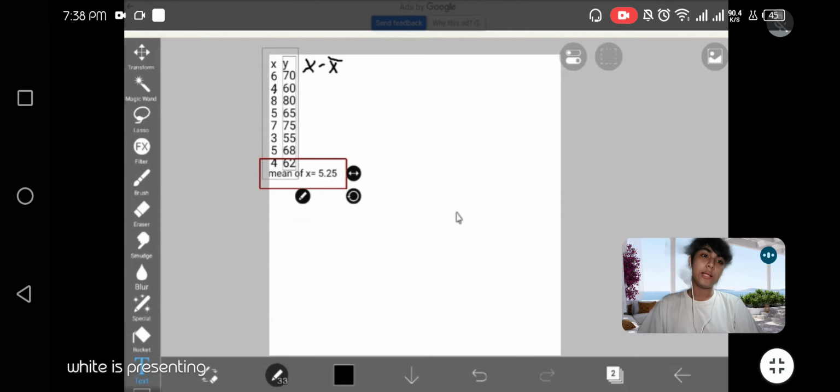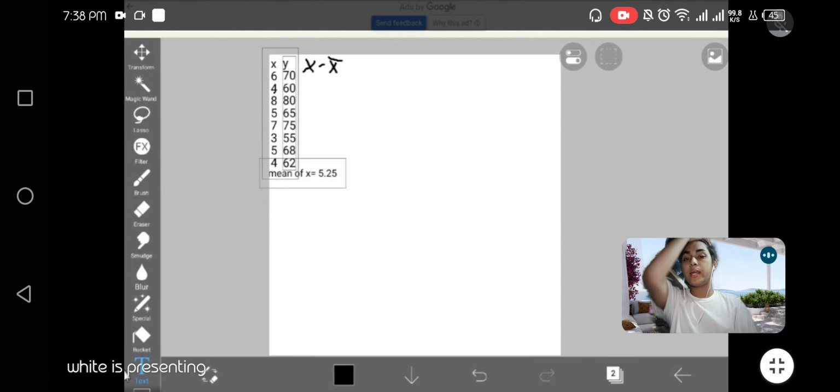And we're going to add the Y, because we also need to get the mean, since we need to get Y minus Y bar. So we're going to add all of the Y: 70 plus 60 plus 80 plus 65 plus 75 plus 55 plus 68 plus 62. Then, let's divide it by 8. By the way, the result if you add all of the Y will be 535, and if you divide it by 8, the result will be 66.875.